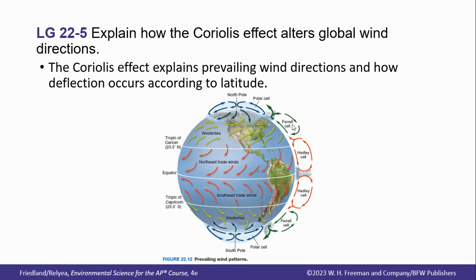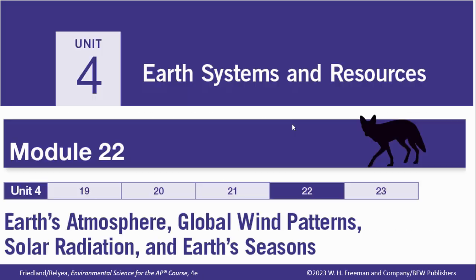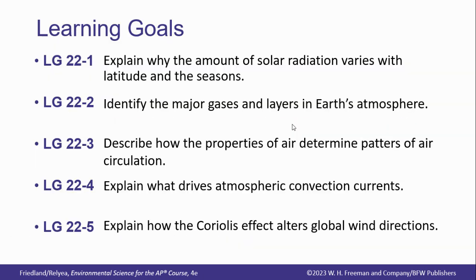So why does the amount of solar radiation vary with latitude and the seasons? So again, looking at this first standard right here. The equator receives more solar radiation because it receives the sun rays at a perpendicular angle to the Earth. So the sun's rays travel a shorter distance through the atmosphere and is distributed over a smaller area at the tropics than near the poles.